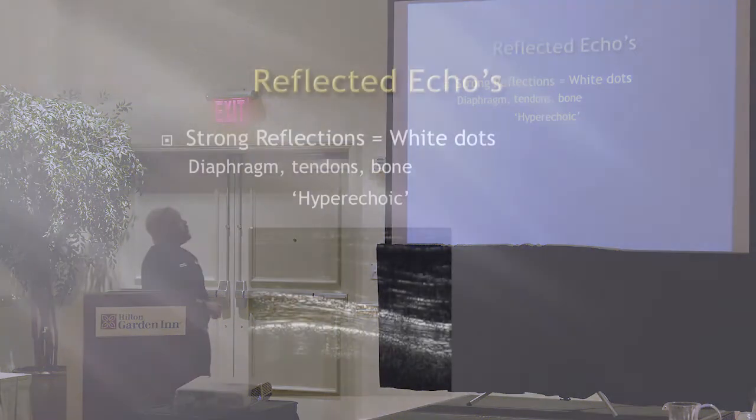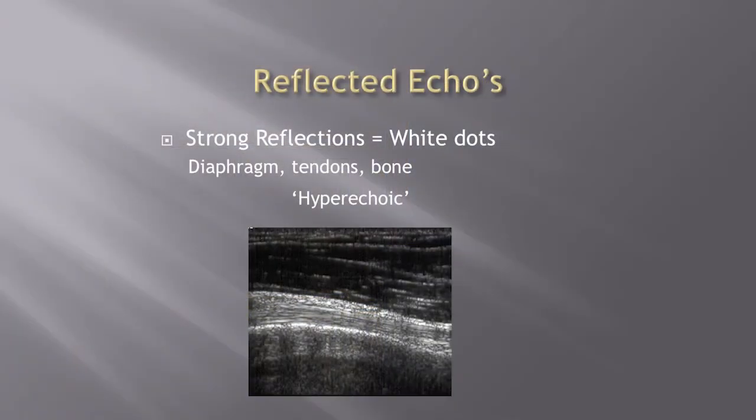All right, so reflections. Strong reflections, you get a little bit of white dots, okay? So your bone is gonna be white, diaphragm, tendons. If you have a nicely walled off abscess, you can actually see the capsule of the abscess, it'll be nice and white, okay? And that's actually what we call hyperechoic. So you have hypoechoic, which is really, really dark dots. You have hyperechoic, which is bright dots. And so you know exactly what you're looking at.